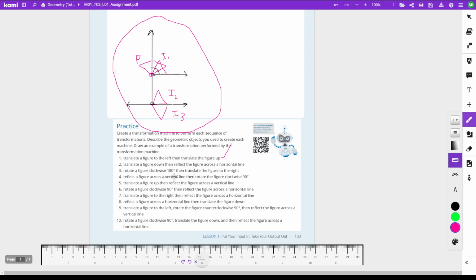But yeah, so that's basically the assignment. For example, figure 1 says translate a figure down, then reflect the figure across a horizontal line. So for that, you'll need a line segment, and so you translate the figure down, then reflect the figure across a horizontal line. Once the shape gets down to the bottom of this line segment, you're going to need a horizontal line. Then you draw your shape as an example of that transformation, coming down, sliding down here, and then reflecting across this line. Okay, so good luck with that.